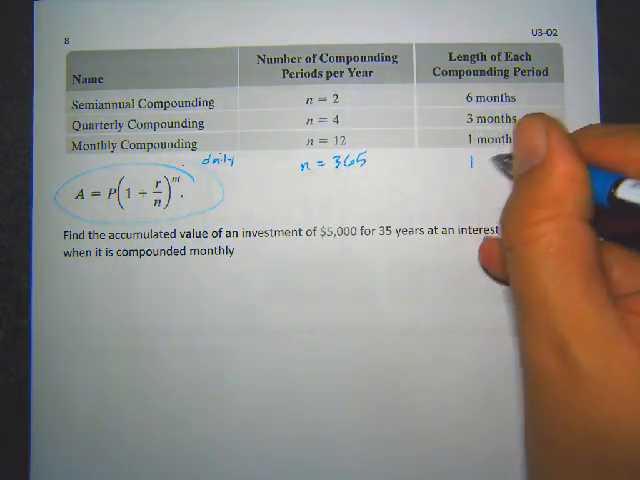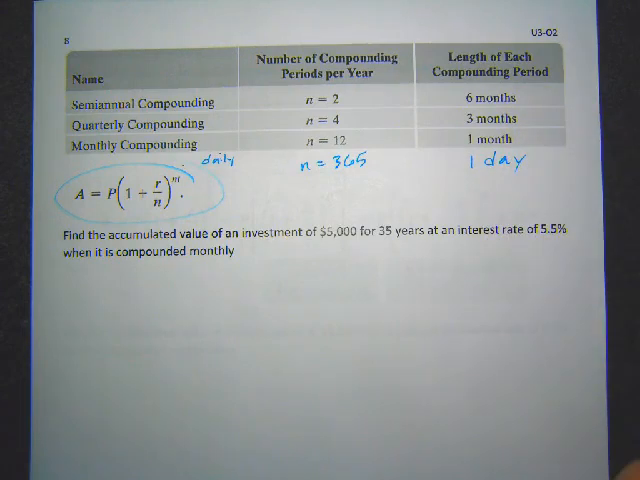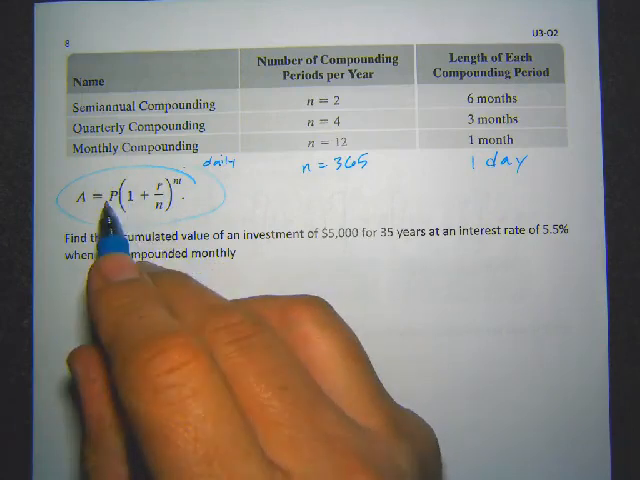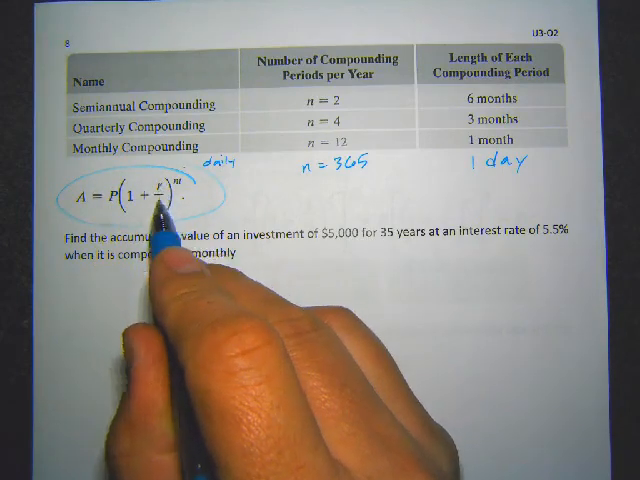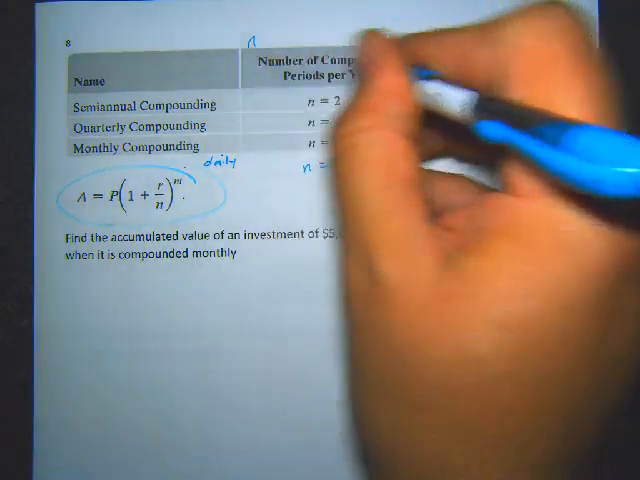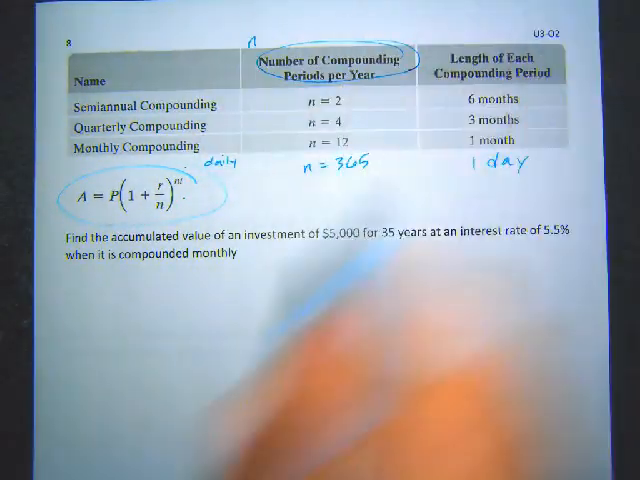Each compounding period would be 1 day. So this formula does that. It's very similar. It still has the P, the 1 plus R, but here they take the R and divide it by N, where N is the number of compounding periods per year. That's what N is. It's how often you compound.